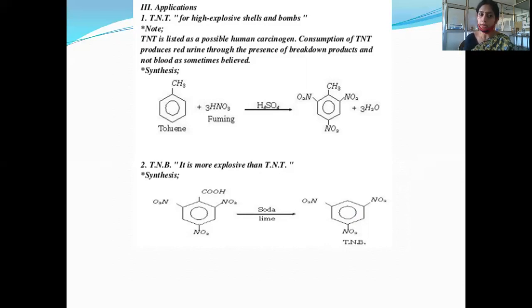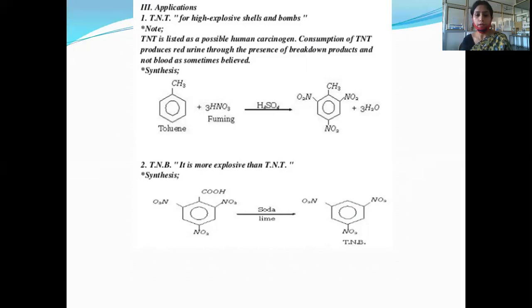So how is TNT formed? When toluene is made to react with a fuming nitric acid, sulfuric acid mixture, that is the nitrating mixture, then three NO2 groups get substituted in the benzene ring and we get trinitrotoluene.